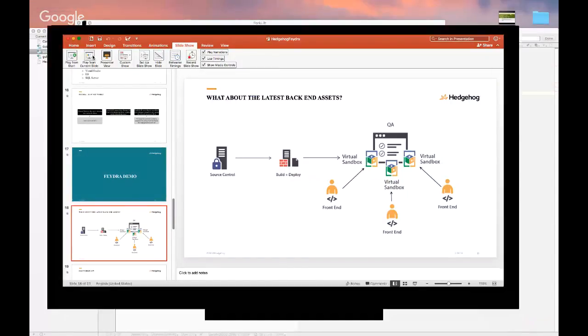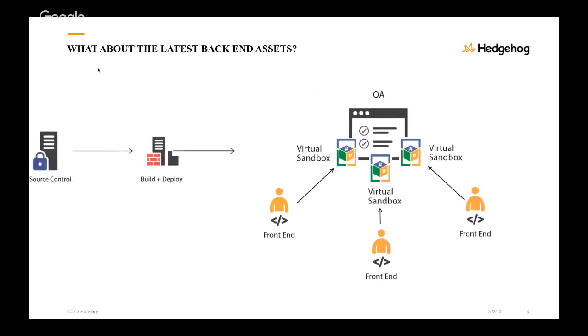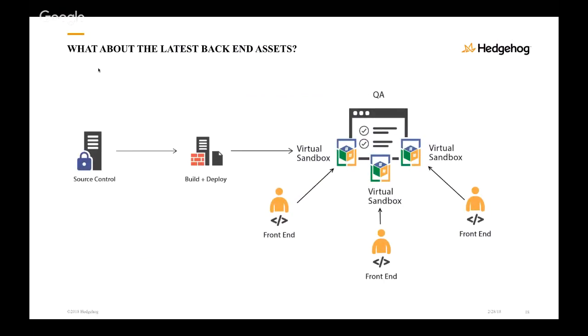But what are the changes that we've got with this? The question is, what about the latest backend assets? When the Sitecore developer changes something, we're going to see them. Of course, you're always going to need to wait for the build and deploy on the QA. This is something that is inevitable. Even if you have everything set up on your local machine, you still need to wait for the backend developer to finish.